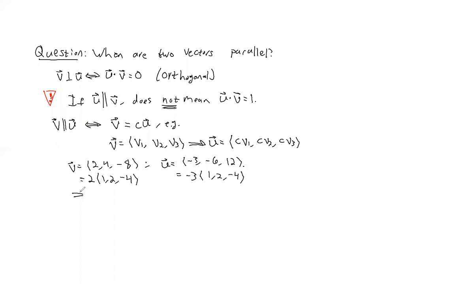So, in fact, what we get from this is that V is equal to U times -2/3. What that means in particular is that U and V are parallel. So that's how you know. A good way of doing that is just factoring out common terms and seeing what's left over. If what's left over is the same thing, then you can be pretty certain that these vectors are in fact parallel.